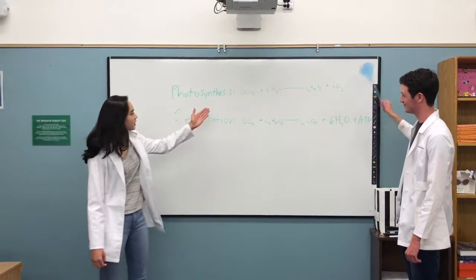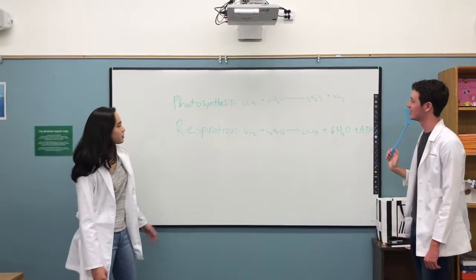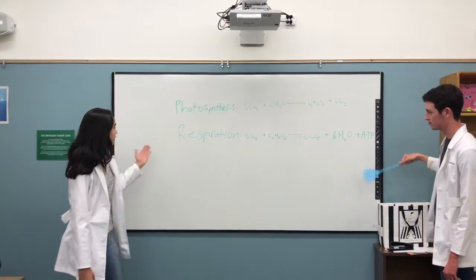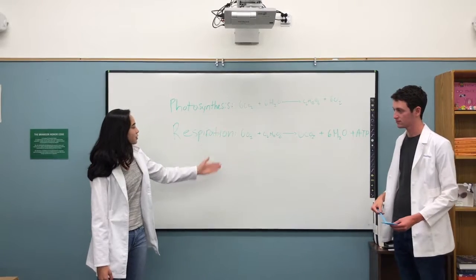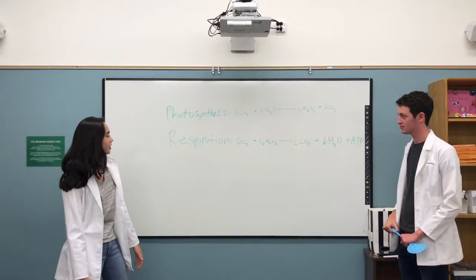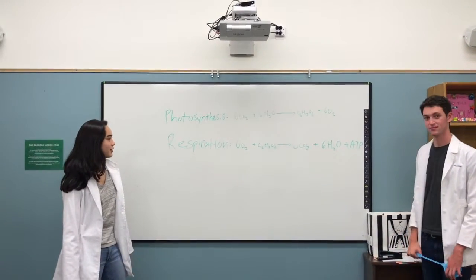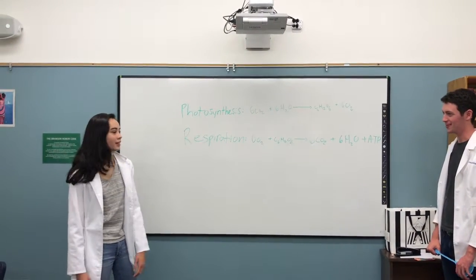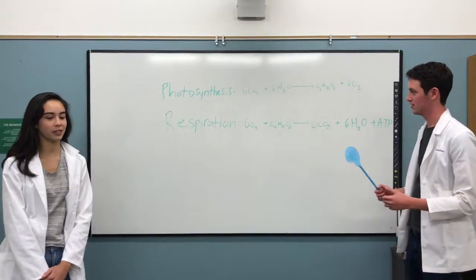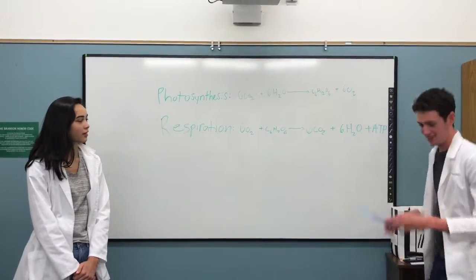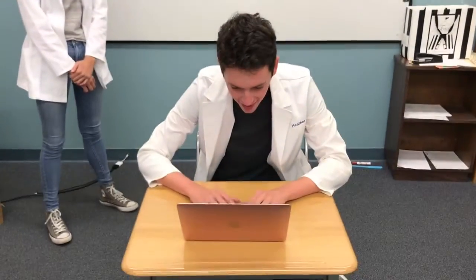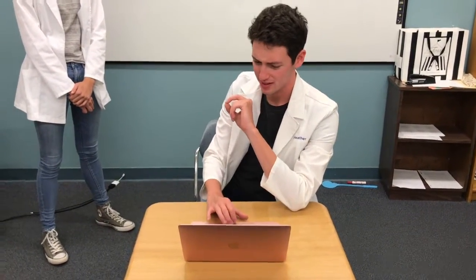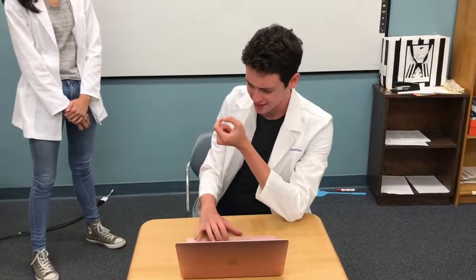Photosynthesis, which is 6 CO2 plus 6 H2O yielding C6H12O6 plus 6 O2. And then cellular respiration is 6 O2 plus C6H12O6 yielding 6 CO2 plus 6 H2O and ATP. Well put, Lauren. But which cells can perform either of these processes? Well, Lauren, all organisms do some form of cellular respiration, but only autotrophs perform photosynthesis.